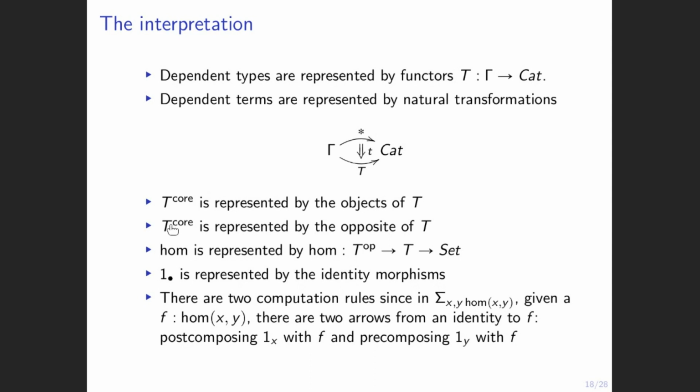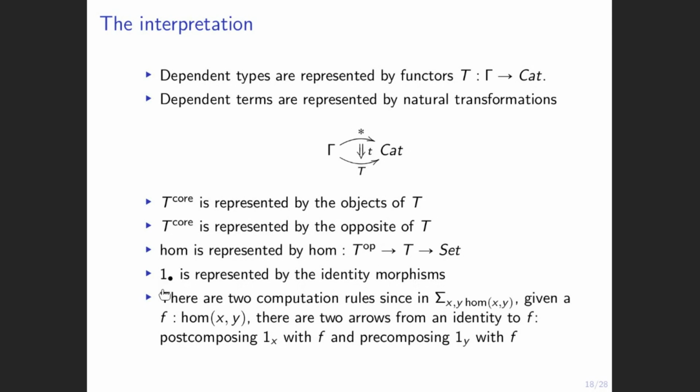Here, this is also a typo, sorry. So T op is just represented by the opposite of T, the categorical opposite that we normally think about. And the hom type is represented by this functor, the normal hom functor, from the opposite of the category T to the category T2 set, thinking of that as a discrete category. And then these canonical terms are just represented by the identity morphism.